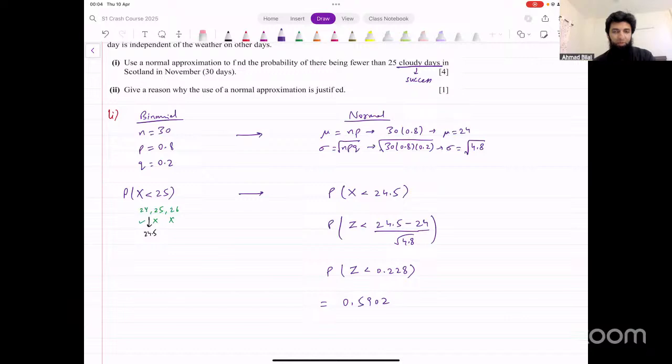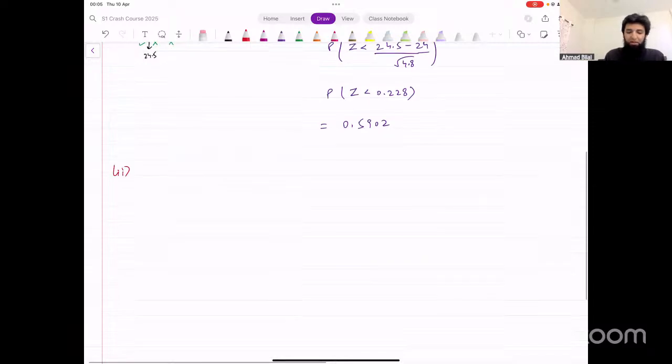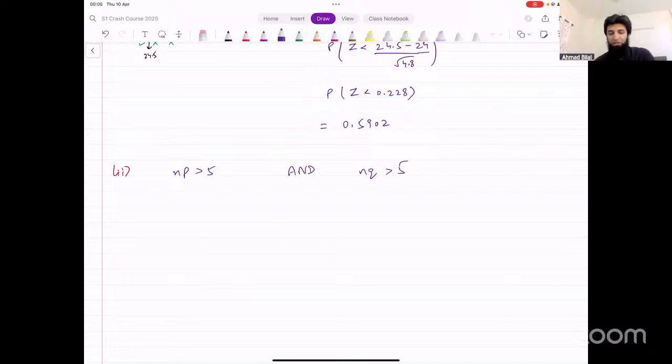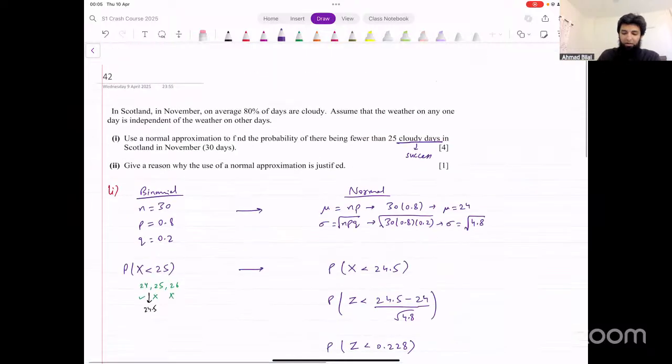Now, what does the second part say? Give a reason why the use of a normal approximation is justified. Remember, we have conditions for using normal distribution. It does not always work. The condition is np should be greater than 5, and nq should be greater than 5. Now, this is not sufficient. You can't just write it down as it is. You have to show how the conditions are met in this particular context.